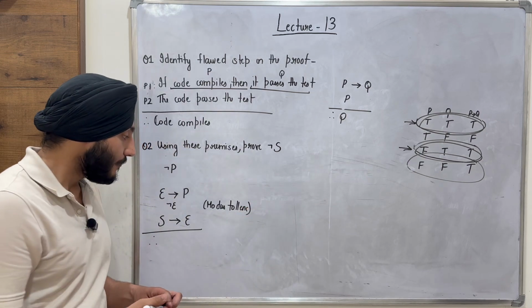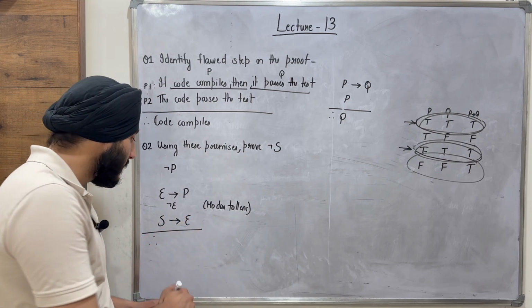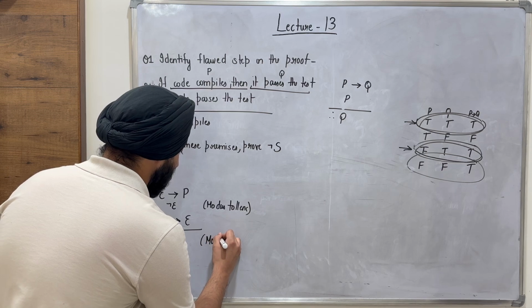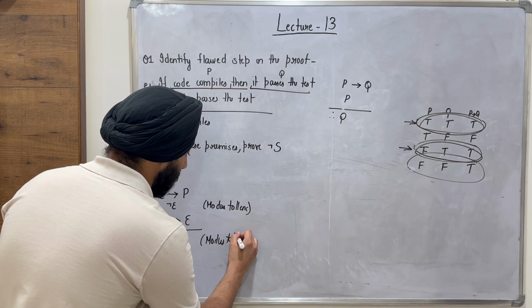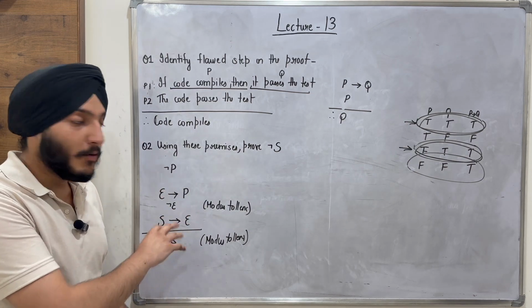Okay, so modus tollens, and now negation of E is true. S then E is true. That means negation of S is also true. And this is modus tollens once again, right? So I hope you were able to understand this question.